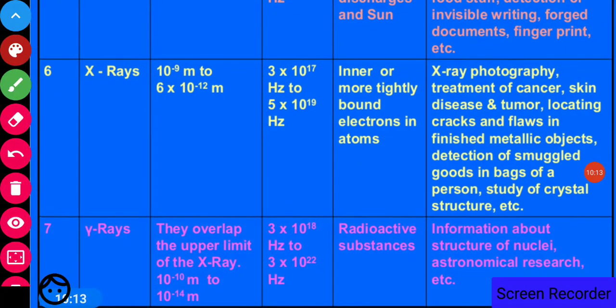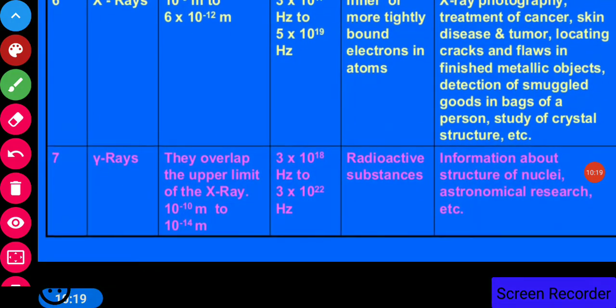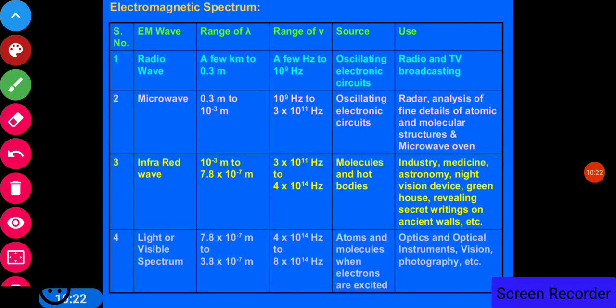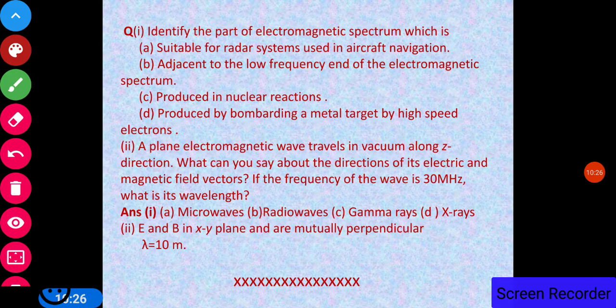Then X-rays, with their range of wavelength, range of frequency, source and uses, then gamma rays. So all these you have to remember and learn: the range of wavelength, frequency, uses and the source.